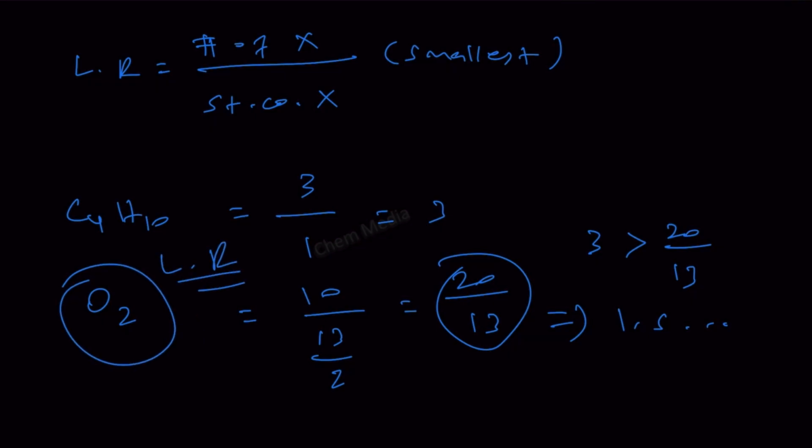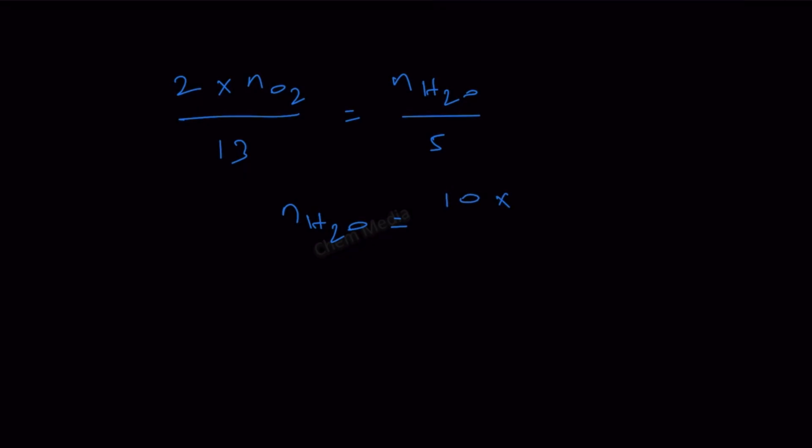So therefore what we need to compare? We need to compare the stoichiometric moles of O2 with the stoichiometric moles of water. So therefore 2 times number of moles of O2 divided by 13, I just brought the 2 up, equal to number of moles of H2O divided by 5. So therefore number of moles of H2O is equal to 10 times number of moles of O2 divided by 13. Number of moles of O2 we found was 10 moles. So therefore 10 times 10, therefore 100 by 13.